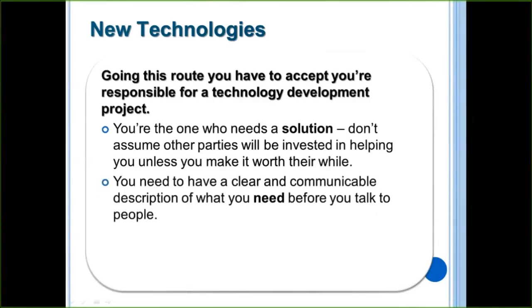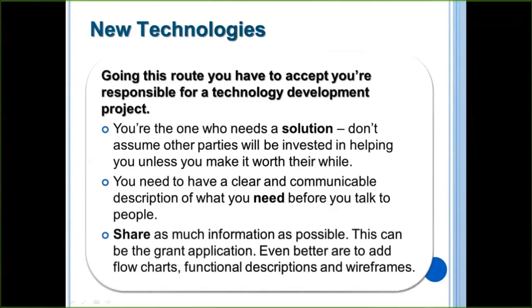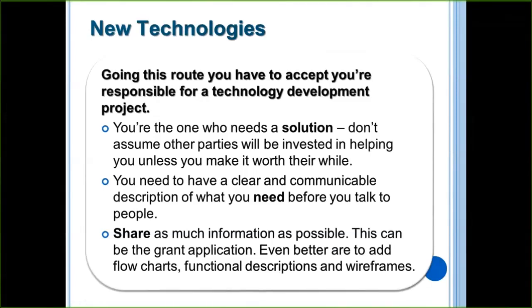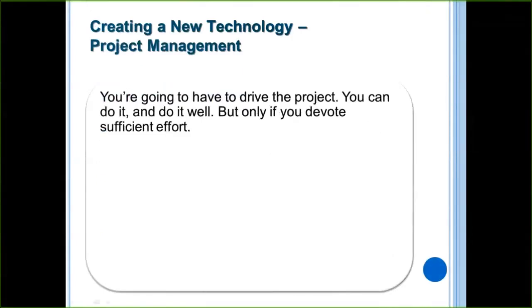So it's important that you have a clear and easily communicated description of what you really need. And we're going to talk about that next, before you get into communicating with particular people who provide you with technologies. It doesn't hurt to share a lot of information. You might redact the grant application, add as much information, fill that out as possible. But you're going to have to be responsible for getting from the beginning to the end of the project.